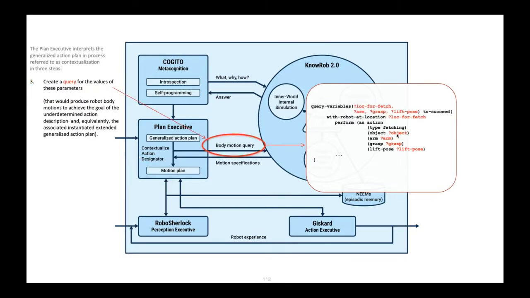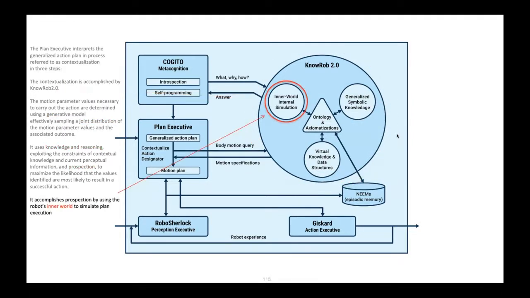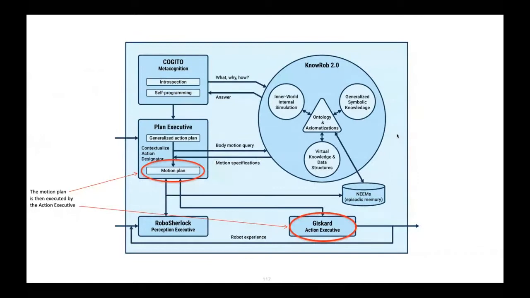This then is passed as a query to NoRob, asking, can you please provide me with the values of these designators? NoRob does that using its generative model and using its internal simulation to check, will it work? It passes back the values to the plan executive, which then passes it over to the action executive, and your action gets executed successfully in most cases.